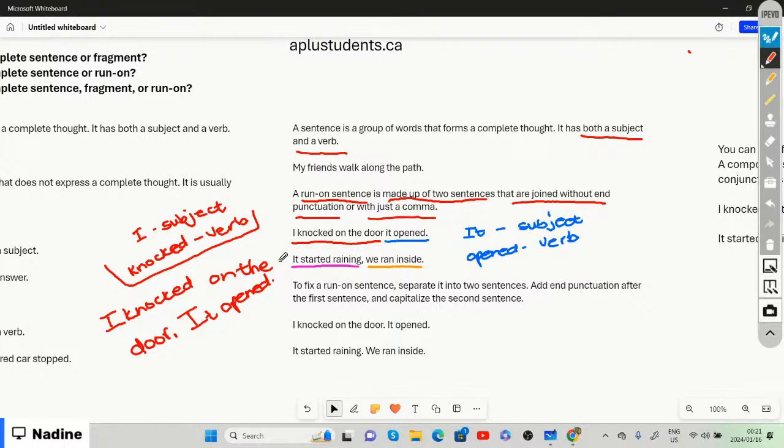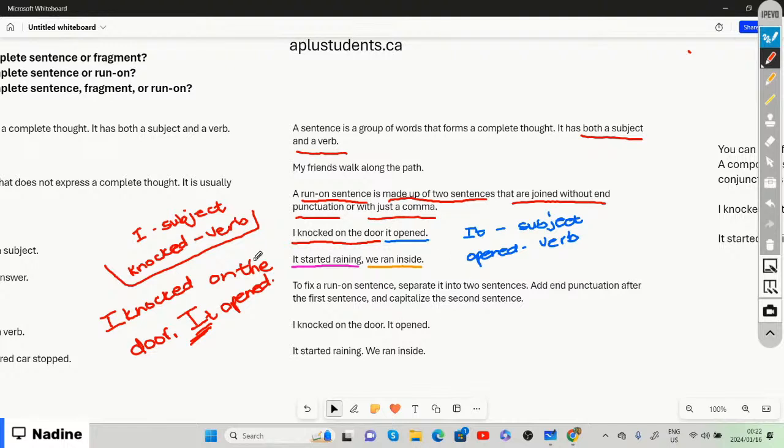You basically add the end punctuation after the first sentence. There we have it. And then we add the capitalized letter within the second sentence to show that a new sentence is starting. And then our endpoint at the end.